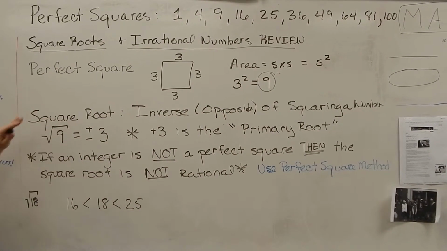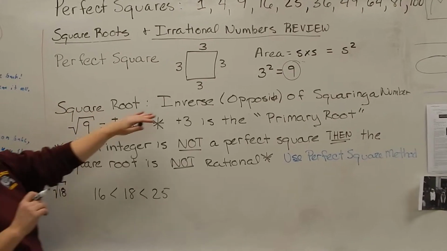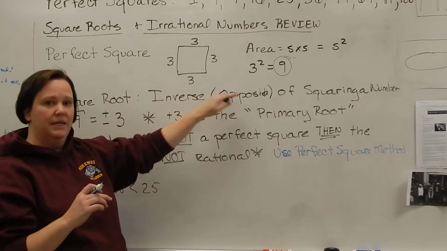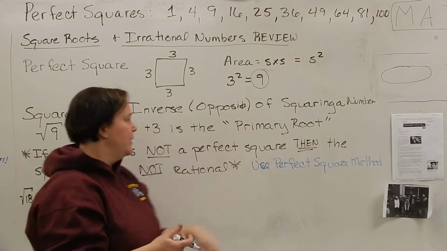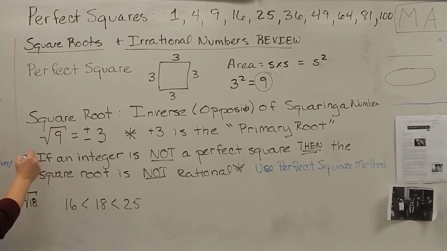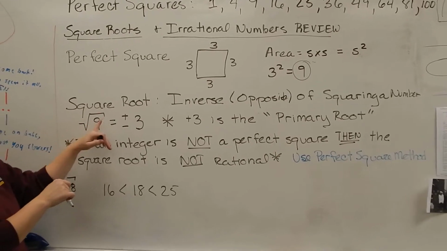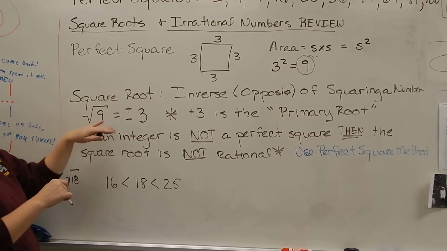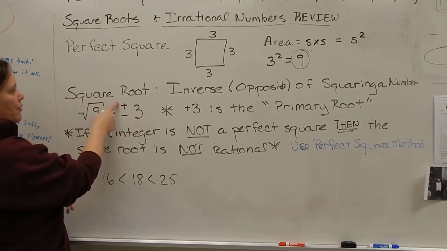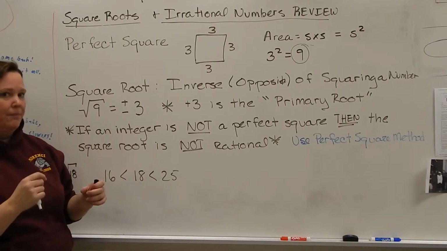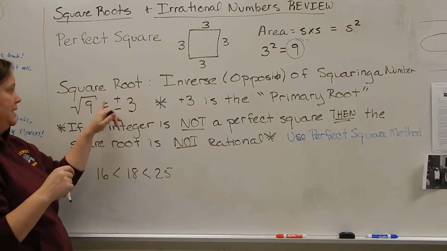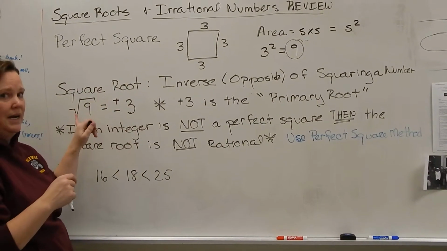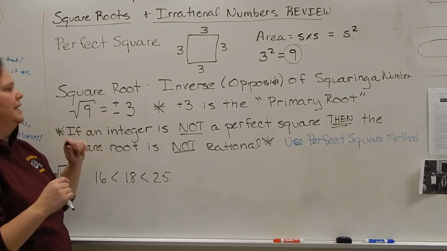So our square root is just the inverse, or the opposite. Inverse means opposite of squaring a number. So for 9, I take, remember this funny little square root symbol, the square root of 9. Now that's going to be equal to both positive and negative 3, and we talked about that. Remember, there's both a plus and a minus because I can square positive 3 and get 9, but I can also square negative 3 and get 9.